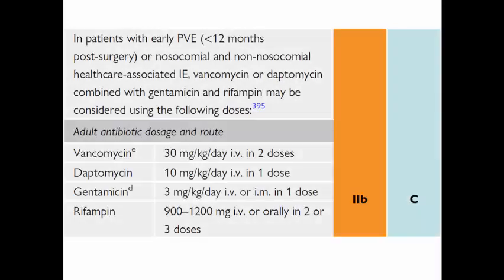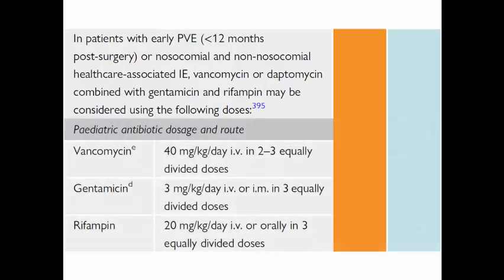But what about early prosthetic valve endocarditis, less than 12 months after surgery, or nosocomial or healthcare-associated infection? There is a class 2B recommendation to give vancomycin or daptomycin combined with gentamicin, and rifampicin may be considered, as empirical antibiotic therapy for these types of infections. So there is a difference in the empirical therapy of early prosthetic valve endocarditis from the late prosthetic valve or the native valve endocarditis. And here are the adult doses and also the pediatric doses for these types of infection.